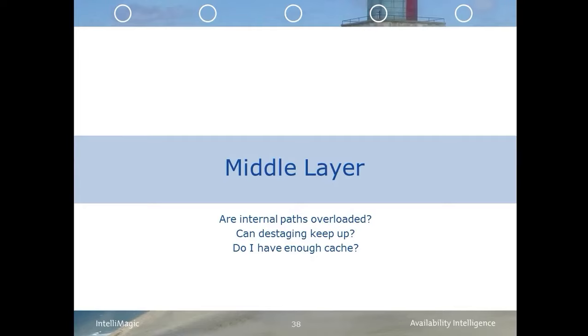The next thing to consider is the middle layer. The middle layer includes things like the internal paths, cache, logical structures, and processors that manage the storage. An understanding of the middle layer can help you answer performance questions associated with these components.